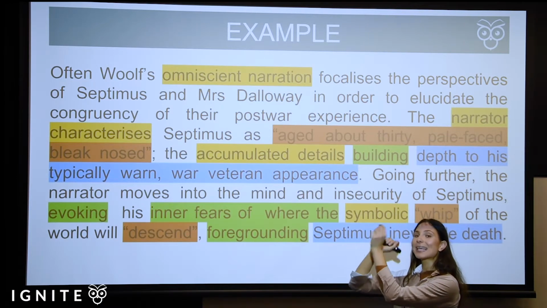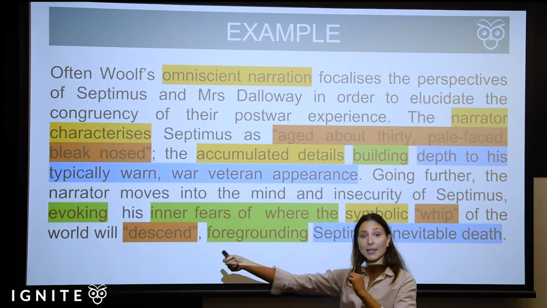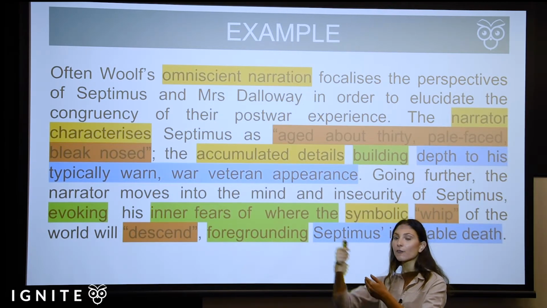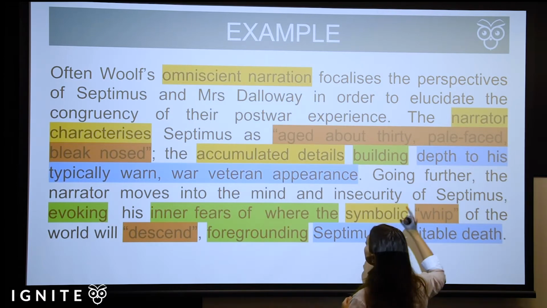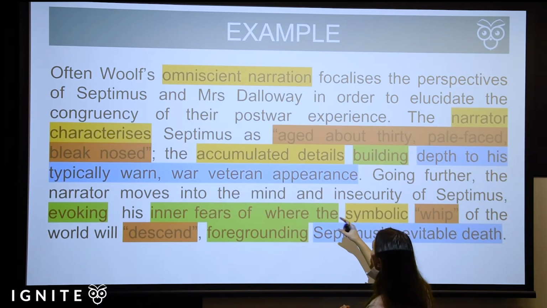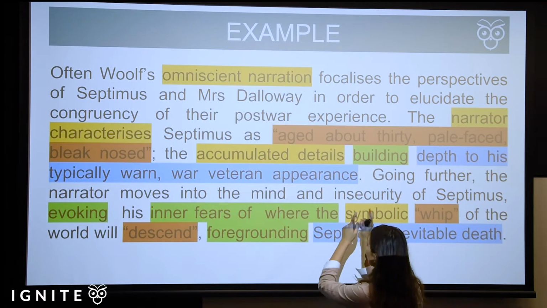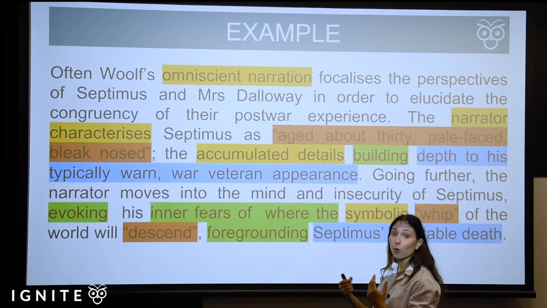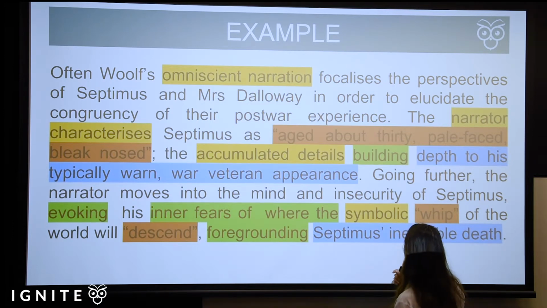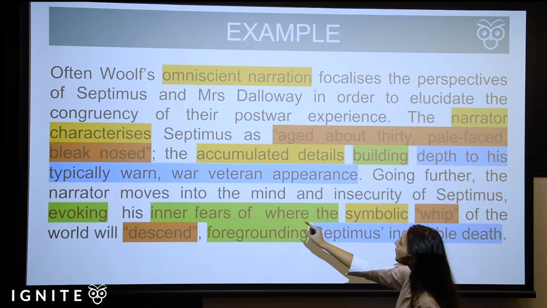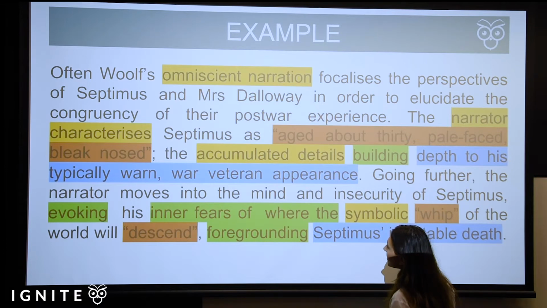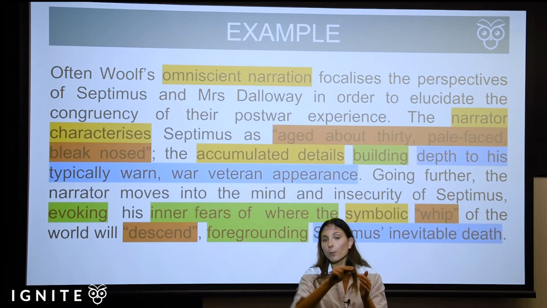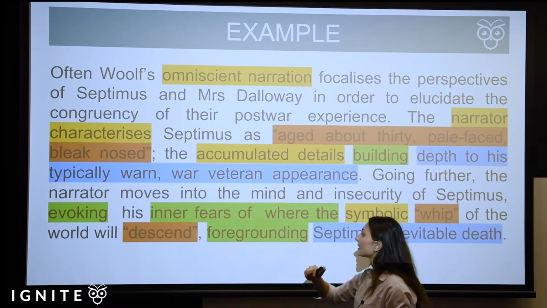Notice how now I've used a technique to show you how the characterization has actually been formed. There's a close relationship between technique and formal aspect, building depth to his typically worn war veteran appearance. That's the effect of what that technique has done within that aspect of form, which is the characterization. Going further, the narrator moves into the mind and insecurity of Septimus. So we're saying it doesn't stop there. We don't just know what he looks like. We're moving now into the effect of going into his mind.